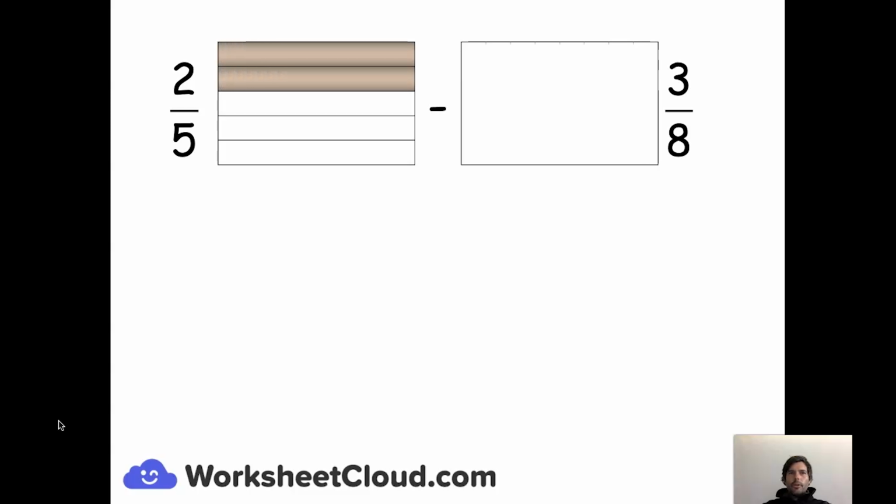Okay, second example, 2/5 minus 3/8. So again, there's my visual representations of 2/5 and 3/8. And you can see we can't subtract them because they're entirely different. Okay, so the denominators again are different, 5 and 8.